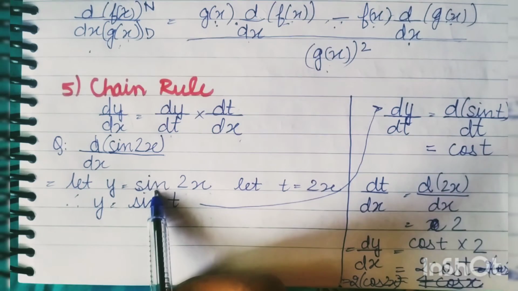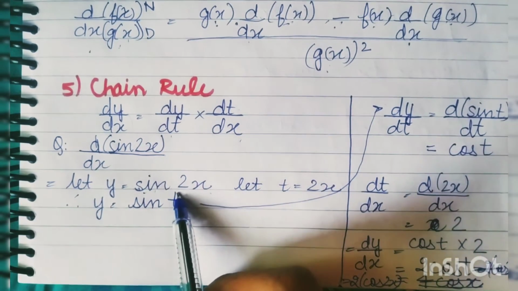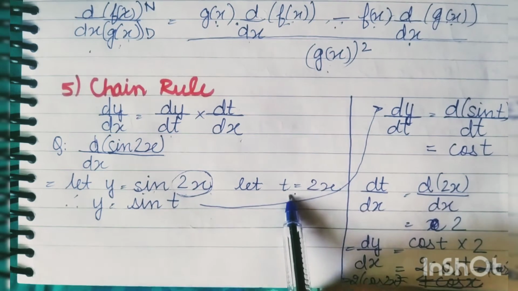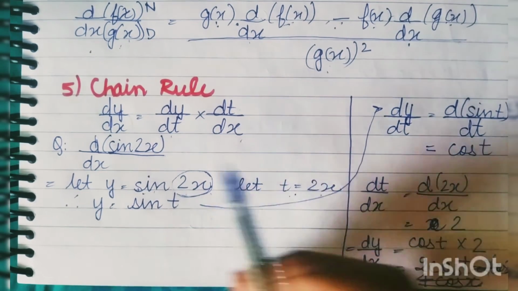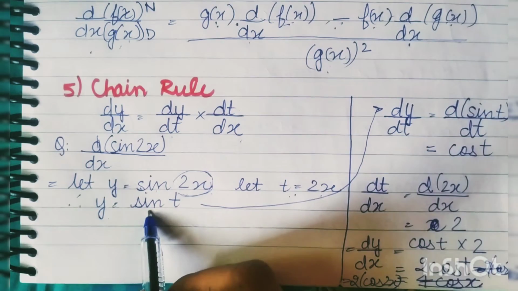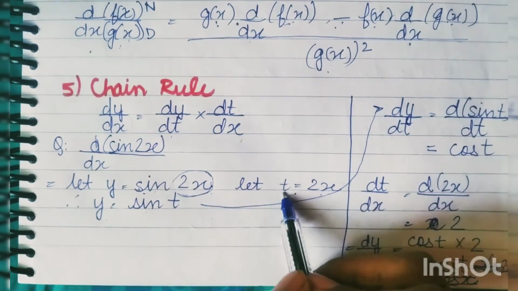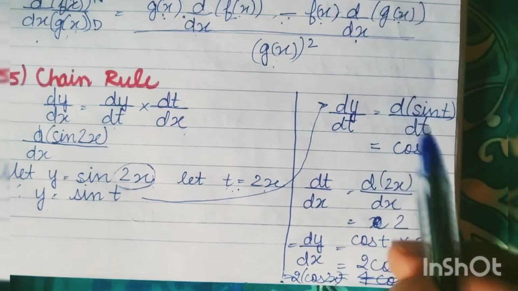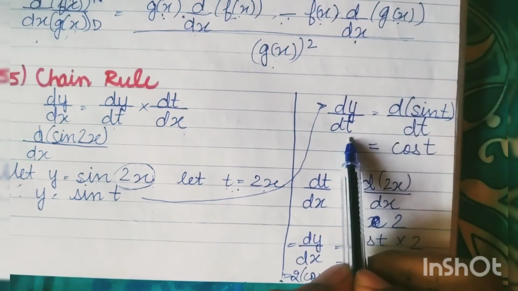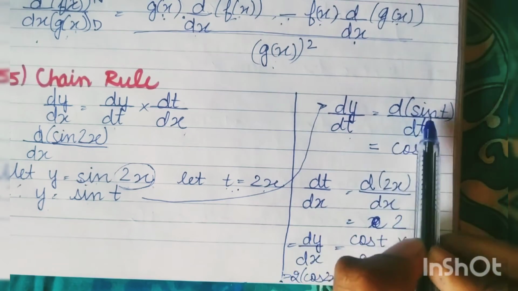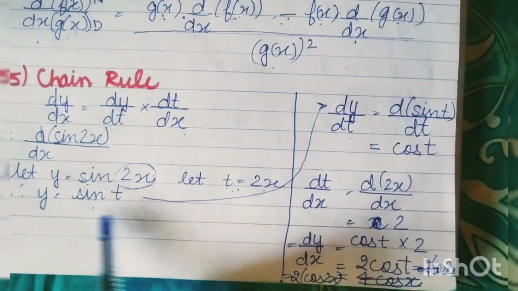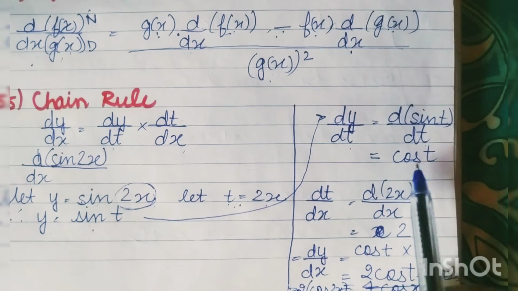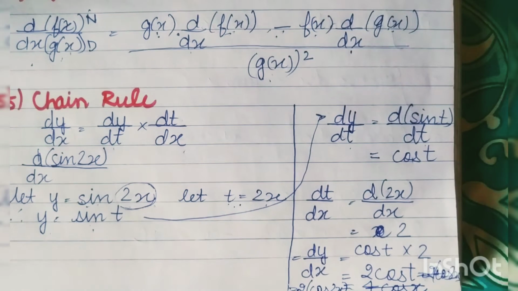You all remember this? So we will replace this 2x by t. We will take t is equal to 2x. So then y becomes sine t. 2x की जगह पे हमने t रख दिया. अब dy upon dt क्या है? That is differentiation of y with respect to t. Differentiation of sine t with respect to t. Sine का differentiation cos होता है, so we have written cos t.